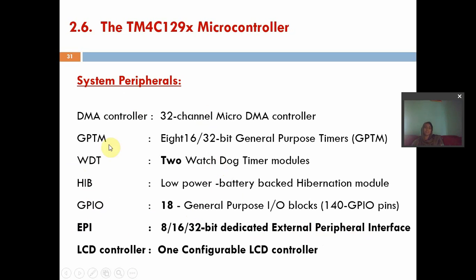So these are the different types of system peripherals we are using: DMAs, general purpose timers, watchdog timers, 2 watchdog timer modules, 32 channel micro DMA controller, 16 general purpose IO blocks, and EPI, external peripheral interface 16. We can access 16 or 8 or 32 bit, because it is a Thumb-2 instruction set. So the 123 microcontroller is using Thumb-2. So we can operate the instructions in 8 bit or 16 bit or 32 bit.